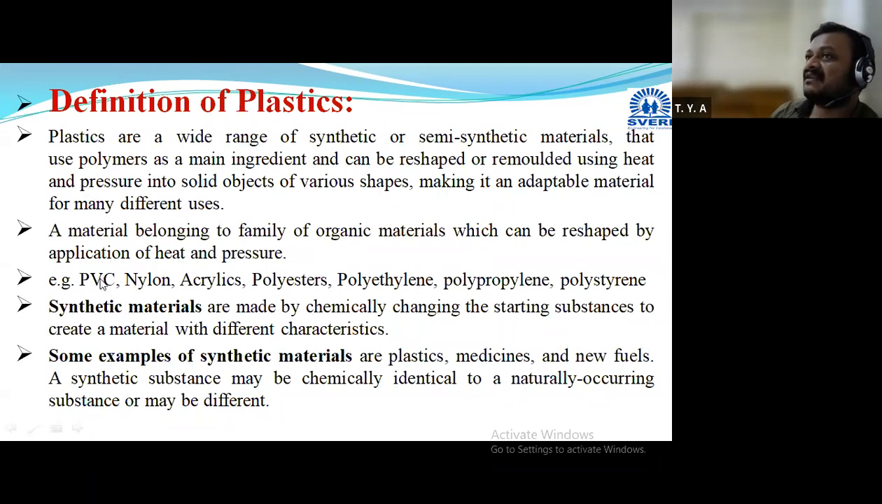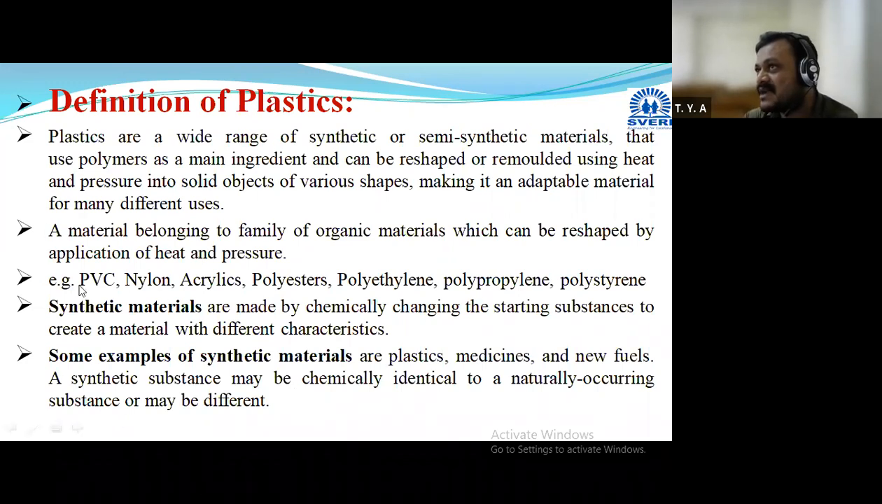Whichever pipes are there in your drainage system, in your house, to take waste water from our home, those are nothing but PVC pipes. PVC is nothing but polyvinyl chloride. The white colored pipes we are using are your PVC pipes.